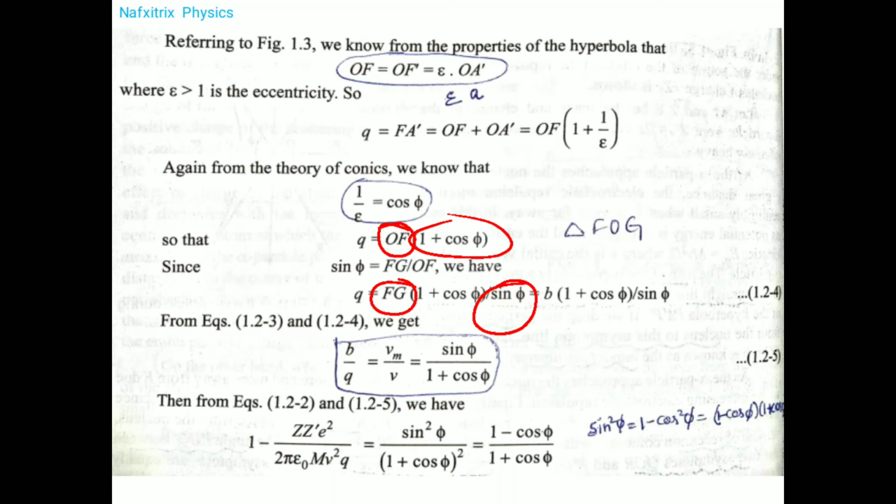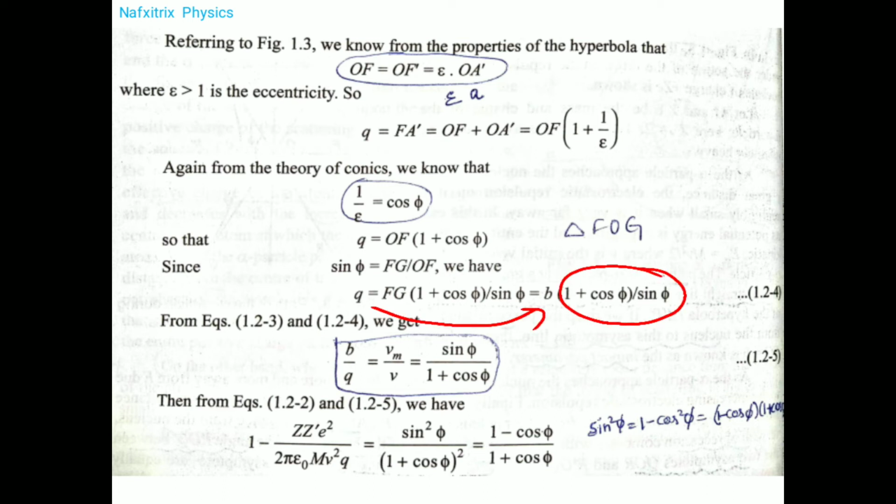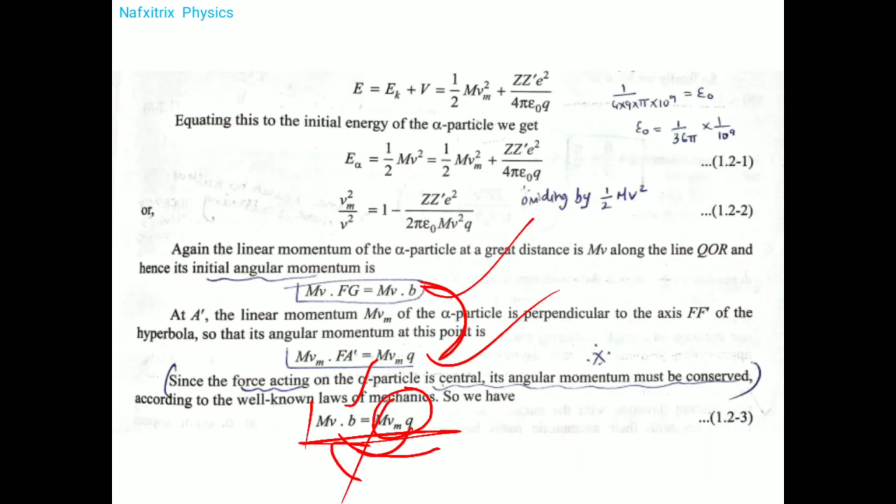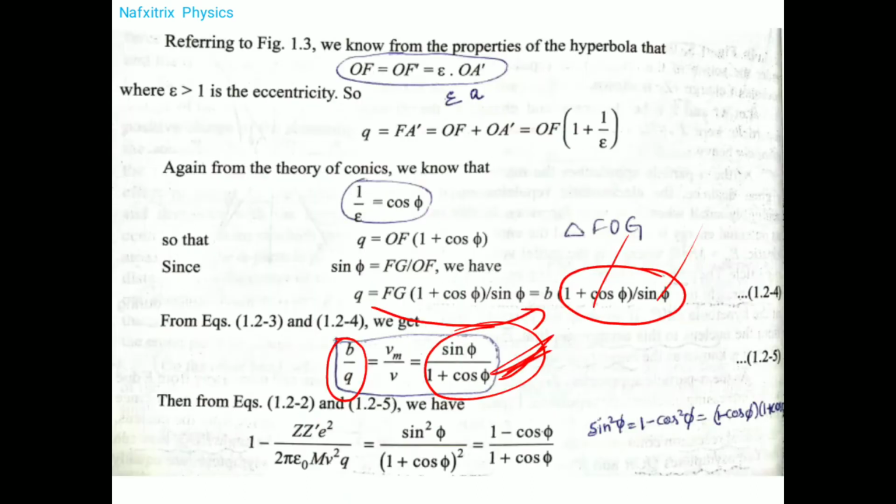And the next thing is, we know that b by q. If we send this q to that side, b by q would become sin phi as numerator and 1 plus cos phi as denominator. So b by q is nothing but sin phi by 1 plus cos phi, and we already know that b by q is nothing but Vm by V from this equation. So b by q is nothing but Vm by V.